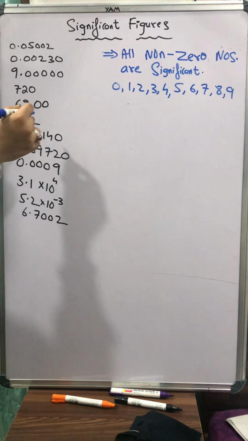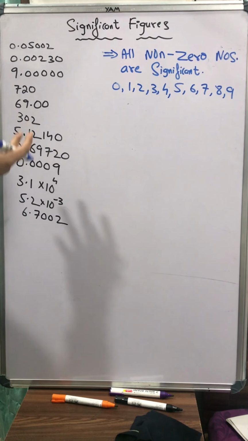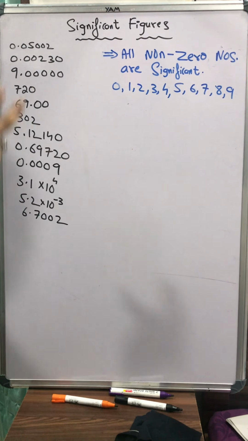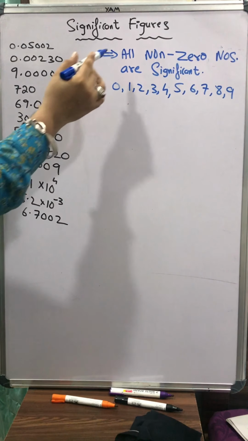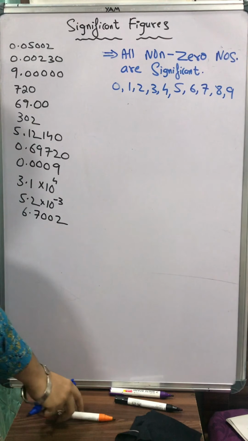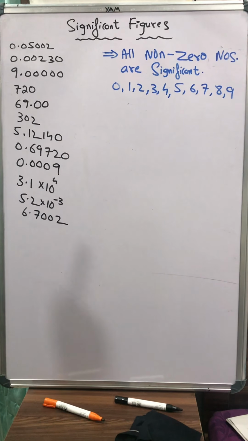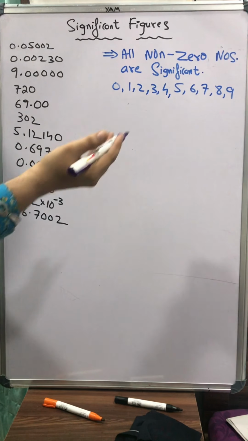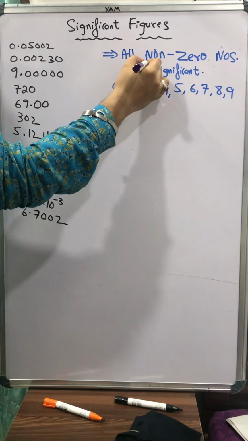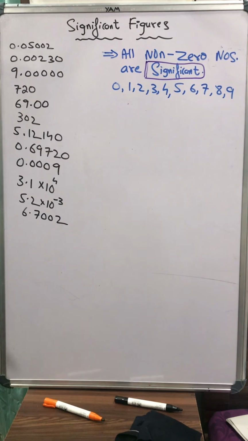Students, in this video we'll be learning about significant figures. Believe me, after this video you'll find it so simple to figure out what significant figures are. I'll just give you 2 golden rules. All non-zero numbers are significant. So whenever you come across a non-zero number, it is considered as significant.